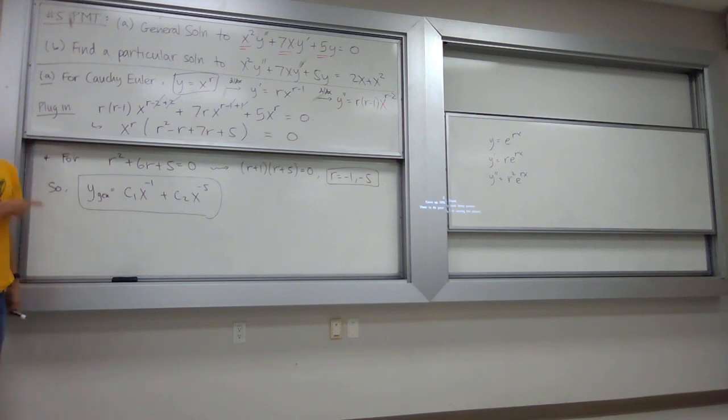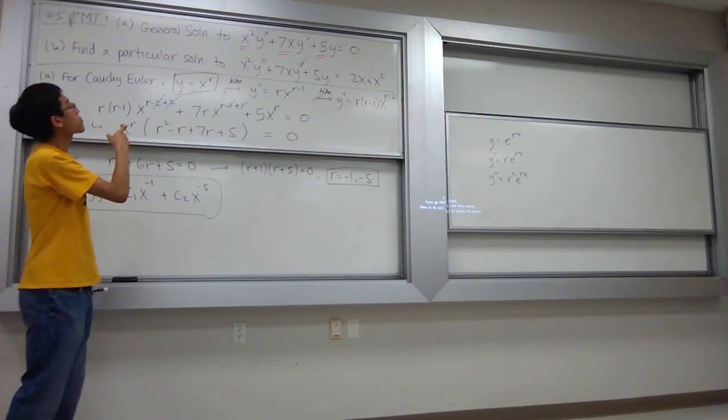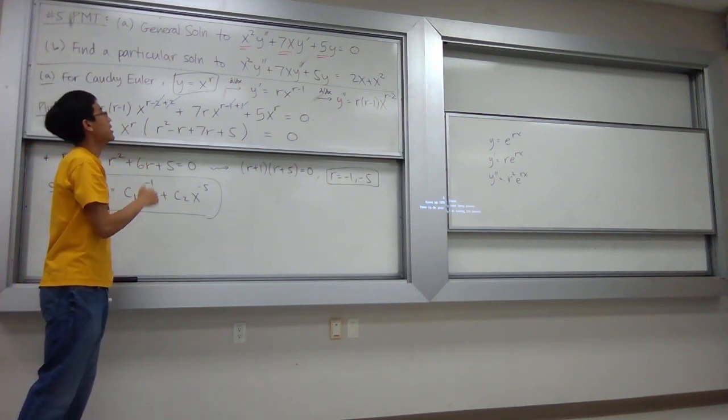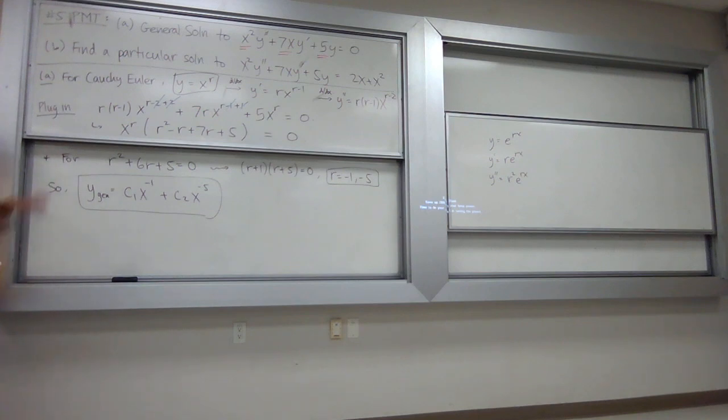Okay, so other questions? How can we make sure this is the Euler equation and not the substitution where v equals y over x? Oh, these are second order. Yeah, these are second order. Other questions?